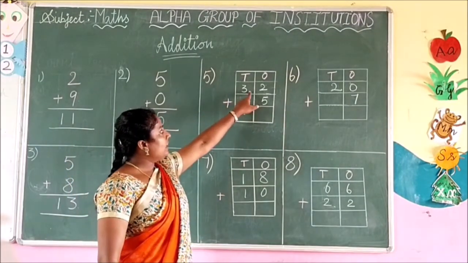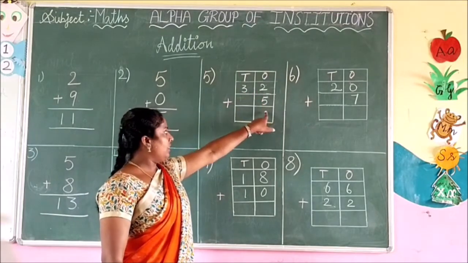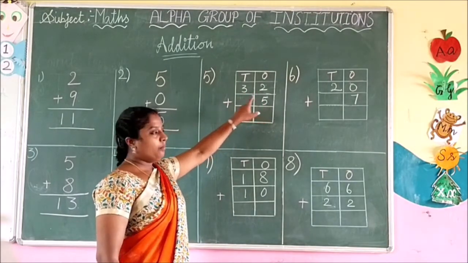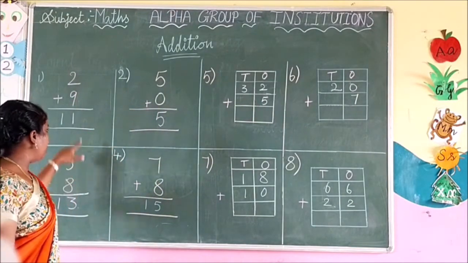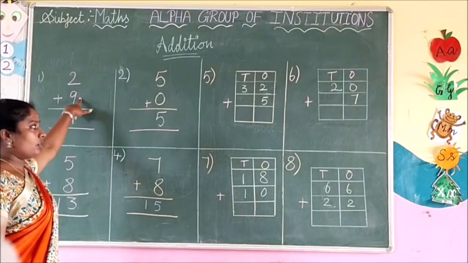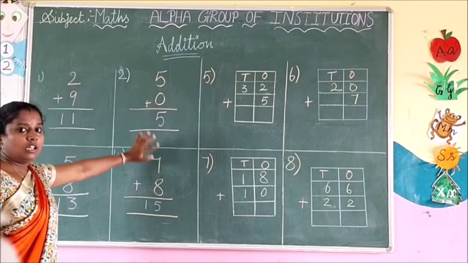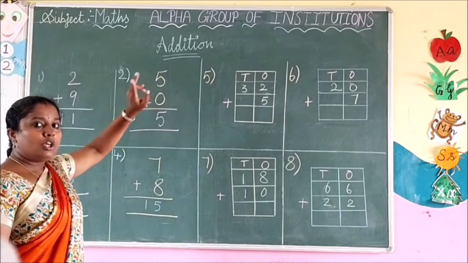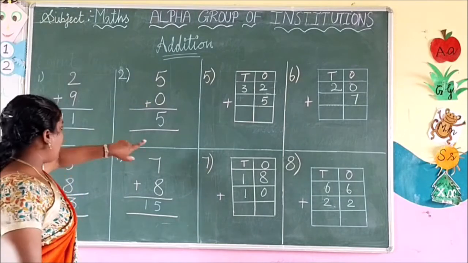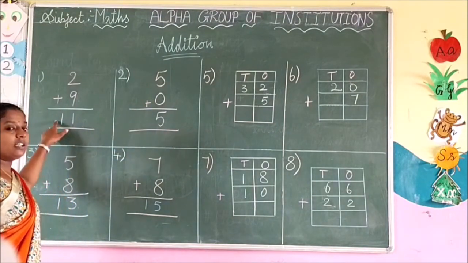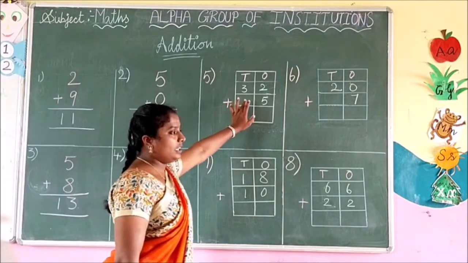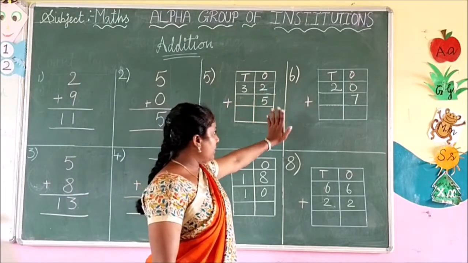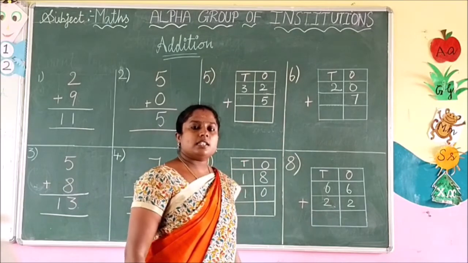We are going to add a 2-digit number with a single-digit number. Before, we saw only adding two single-digit numbers, and we got a single-digit or double-digit number as the answer. Here we are going to see a 2-digit number added to a single-digit number.